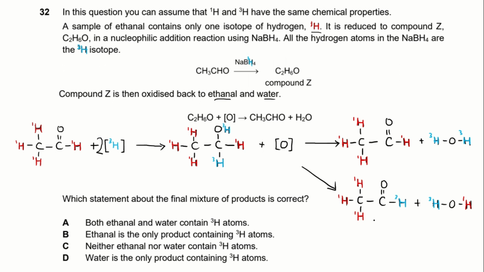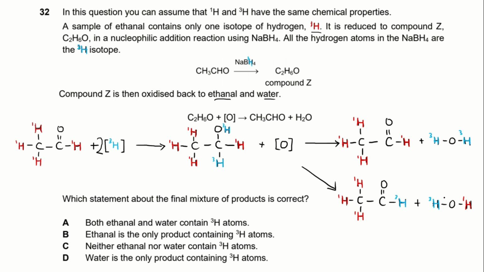So the oxidation of compound Z back to ethanol and water will be a mixture of two types of ethanol molecules. One containing all hydrogen 1 isotope. Another one has a mixture of hydrogen 1 and hydrogen 3 isotope. Same goes to the water molecules which are formed. Some of them contain only hydrogen 3 atoms. Some of them contain both hydrogen 1 and hydrogen 3 atoms.